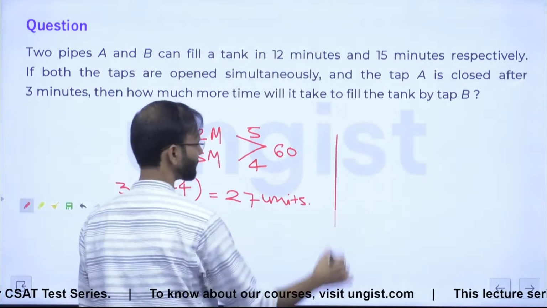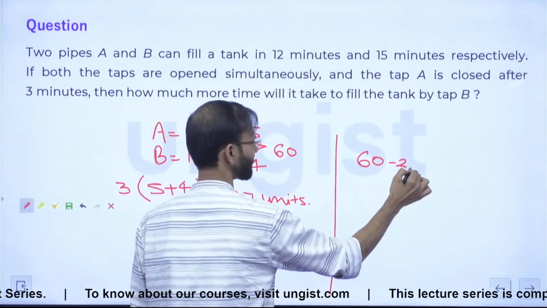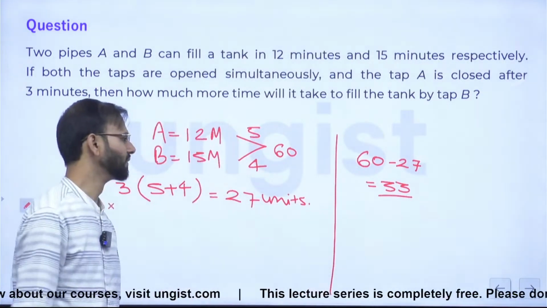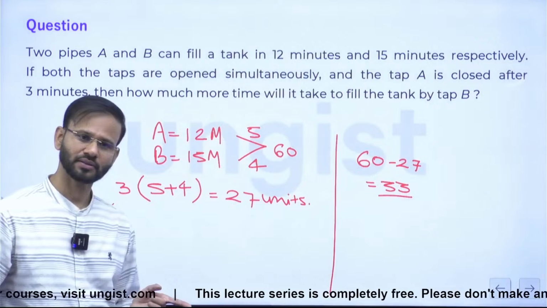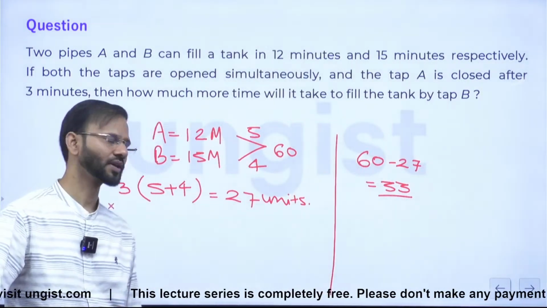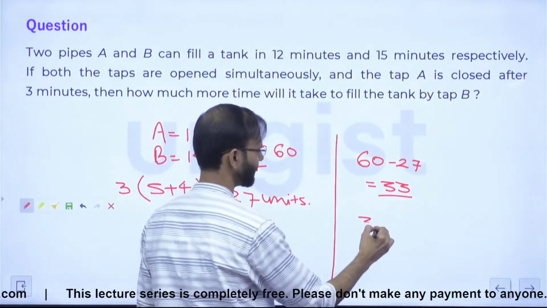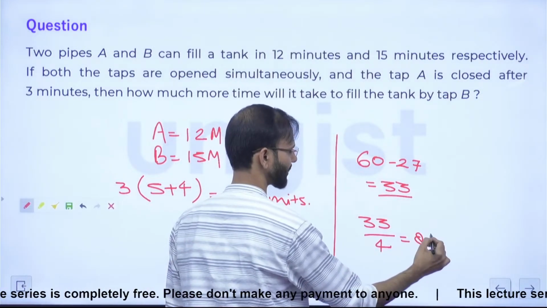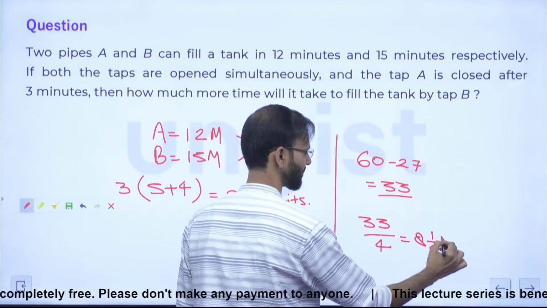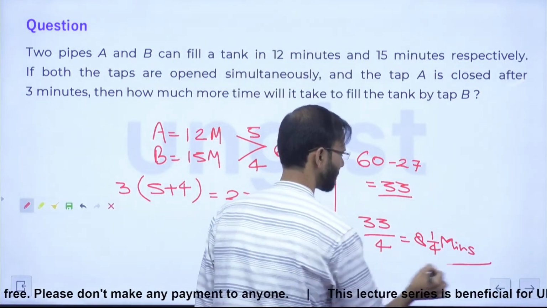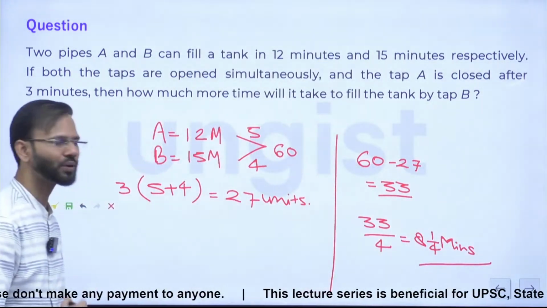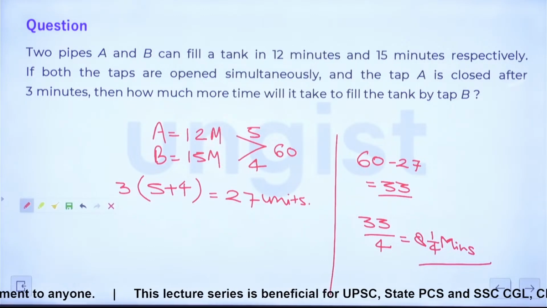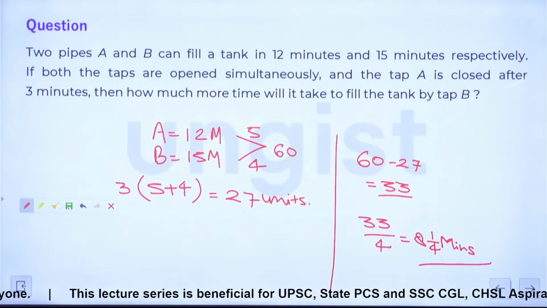And after that what is left? 60 minus 27, which is 33 units left, right? And now only B is working. So 33 divided by 4, right? 33 divided by 4. So this is 8.25 or 8 1 by 4 minutes, right? 8 1 by 4 is the right answer.